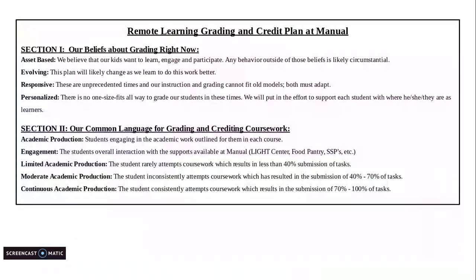Which students are showing moderate academic production? Students who are logging in but are inconsistently attempting coursework. They might have turned in 2 tasks but are missing another. And which students are showing continuous academic production? Students who are consistently logging in, communicating with you as the teacher, and have submitted all of their assignments or are working on submitting all of their assignments, and you're aware of their progress. Having an idea of those 3 buckets of students will help a lot when the rest of the grading plan is unveiled early next week.